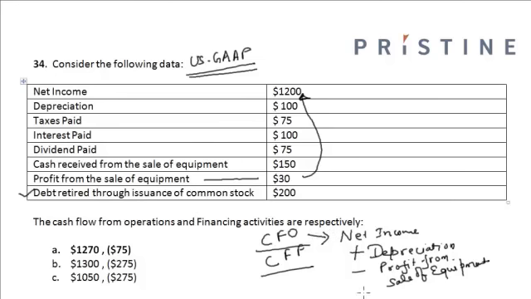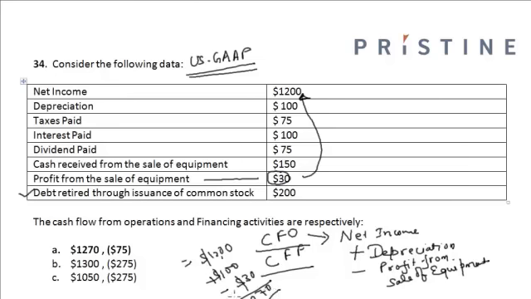So my cash flow from operations will be net income, that is $1,200, plus depreciation charge, that is $100, minus profit from the sale of equipment, that is $30. Because this $30 has already been included in the net income, but it is a part of the cash flow from investing activity. The sale of equipment represents an investing activity for the firm, and hence my cash flow from operations is $1270.